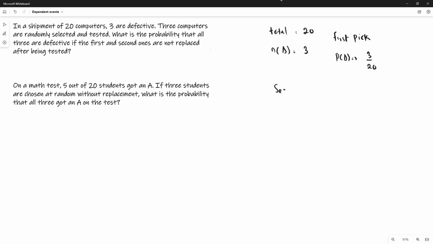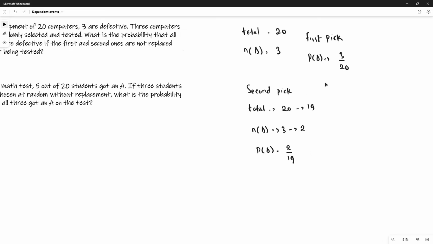At our second pick, the total number of computers has reduced from 20 down to 19, and the number of defective computers has reduced from 3 down to 2. So that means the probability of picking a defective computer at the second pick is equal to 2 divided by 19.